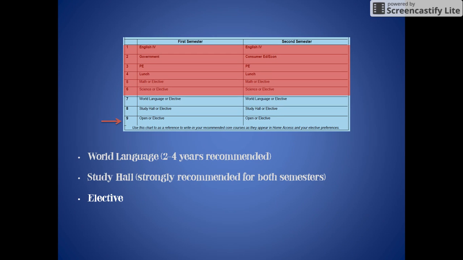For seniors, you will have the option to have an open or an elective. You are allowed 1 open per semester. Please keep in mind that your lunch is also an open as you are able to leave campus for lunch.